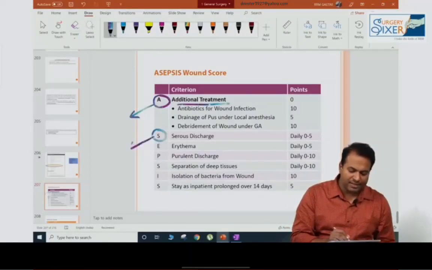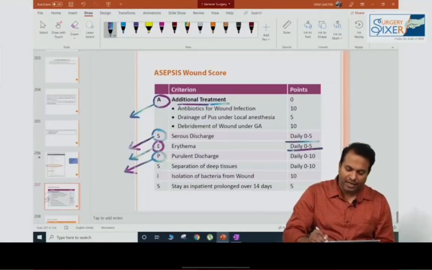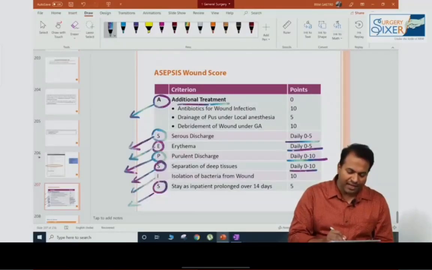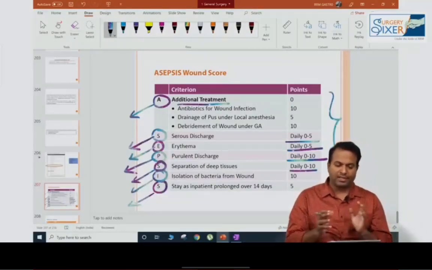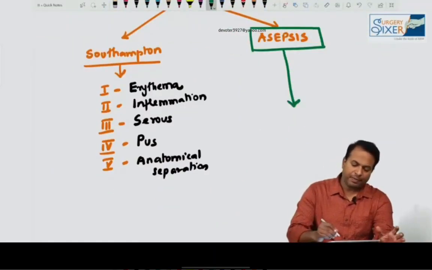S for serous discharge, E for erythema, P for purulent. The same things which come in Southampton come here: serous discharge, erythema, purulent discharge. Separation of deep tissues is known as S. Another S is stay as inpatient, and I for isolation of bacteria from the wound. For this we give various points, and the scoring system is more complicated. Please remember, this is known as the ASEPSIS scoring system, in which we have multiple factors.